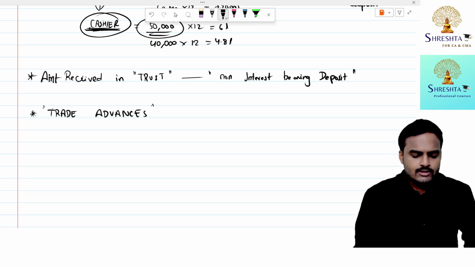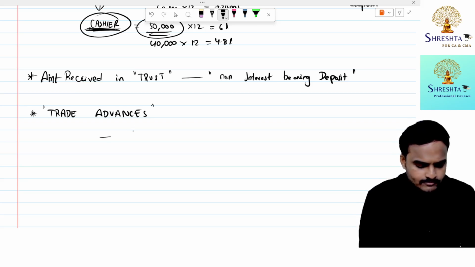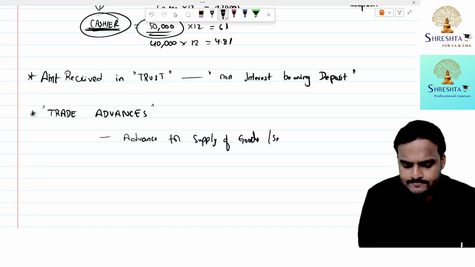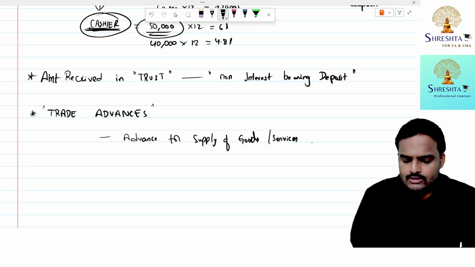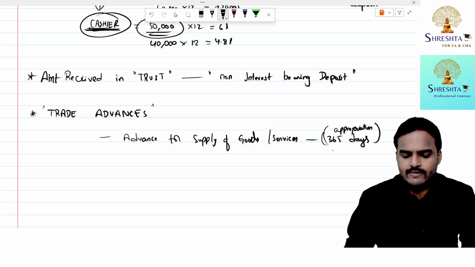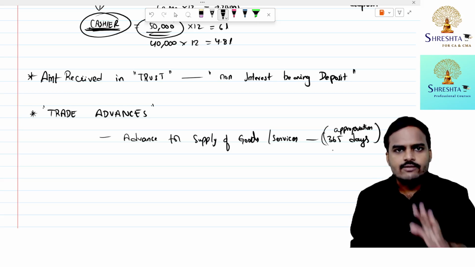Examples, nothing but points. First one, advance for supply of goods or services. The only condition, this amount should be appropriated within 365 days of receipt. So appropriation must be done within 365 days. For example, you are taking Jio FiberNet services, ma.